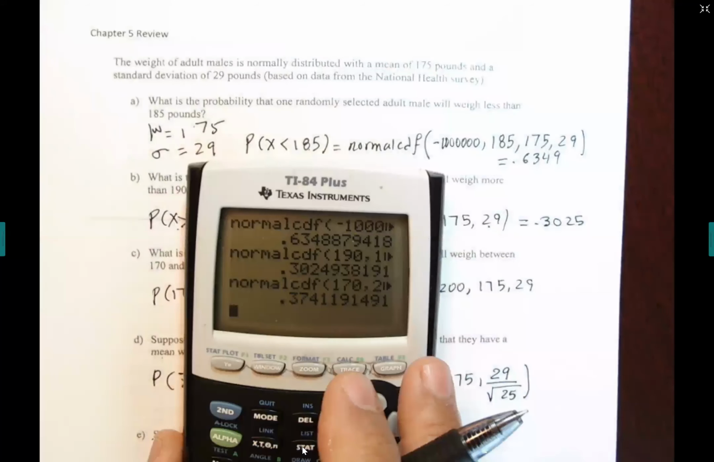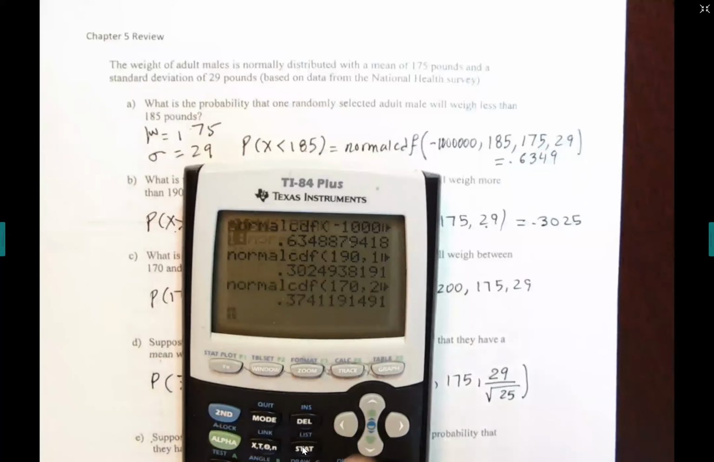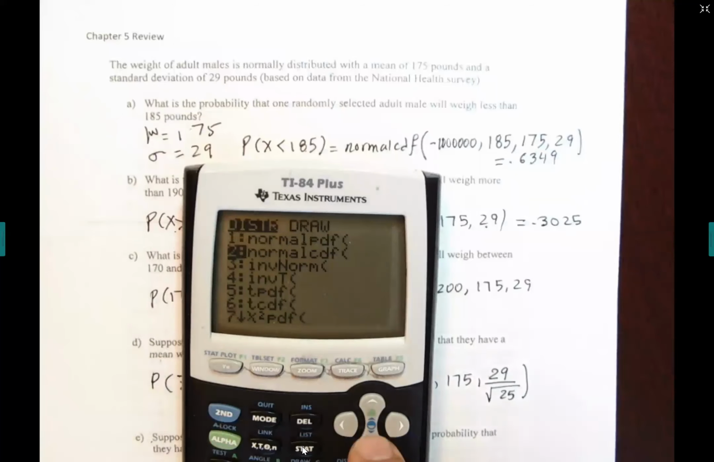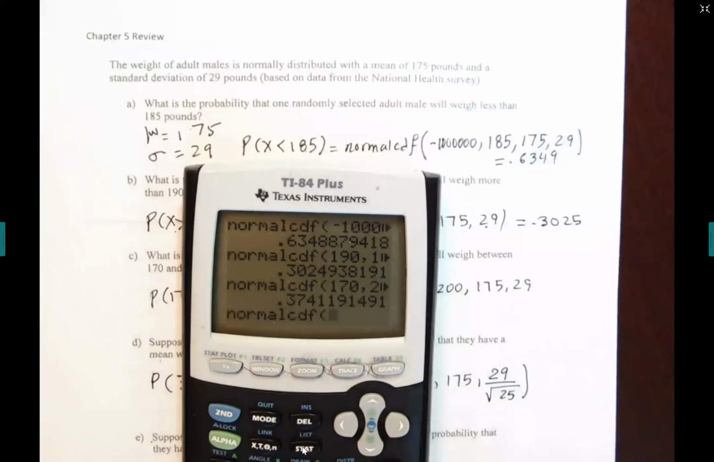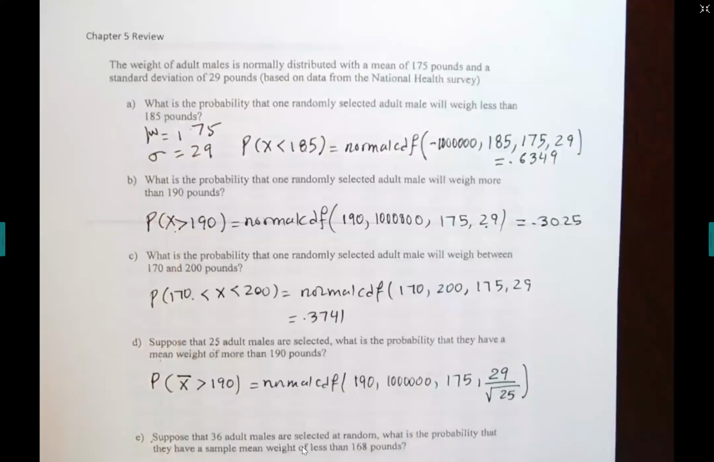So it will be second distribute normal CDF, 190, comma, 1 million, comma, 175, same thing, comma, and now 29 divided by the square root of 25, which is 5. Don't forget the division sign. And enter. See, 0.0049. What a big difference in the answer.